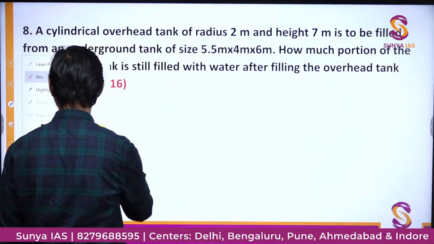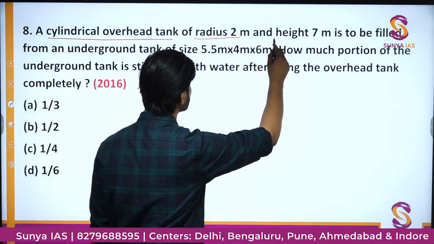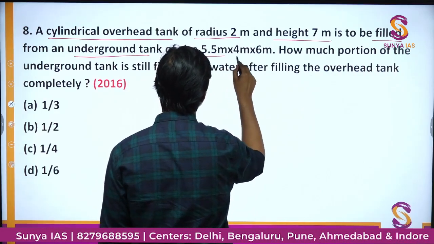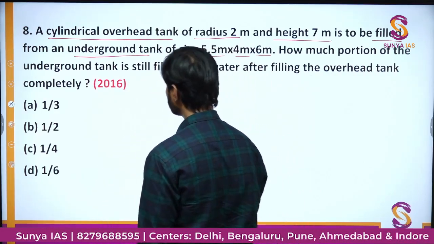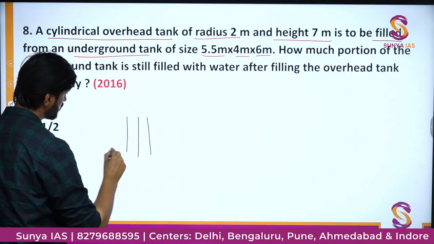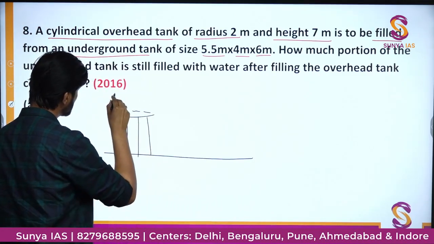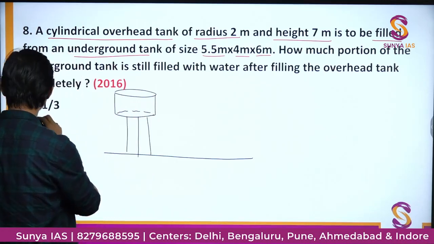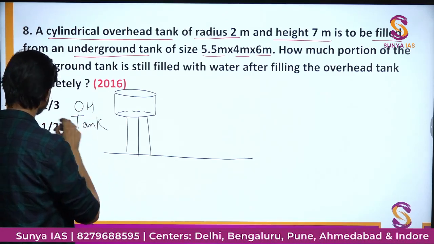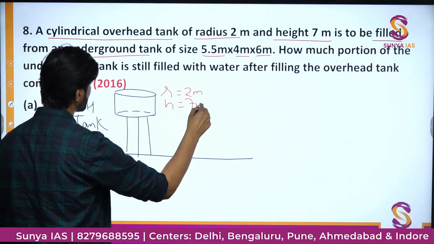Here it says that a cylindrical overhead tank of radius 2 meter and height 7 meter is to be filled from an underground tank of size 5.5, 4 and 6. Okay. So let me just draw the condition here. First we have an overhead tank. So you might have seen such tanks somewhere in your city or your town. So this is actually an overhead tank which is cylindrical in shape. Let me write it OH tank, overhead tank. Here the radius is 2 meter and the height is 7 meter.